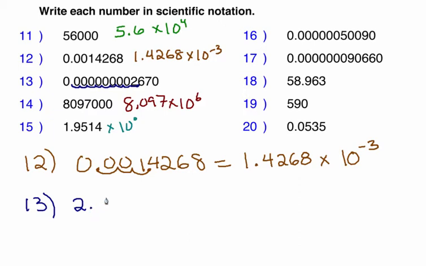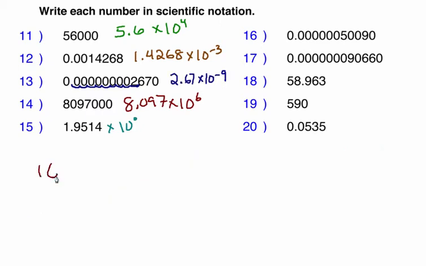So we moved it a total of 9 places to get to 2.67, and I moved it 9 places to the right, which means that 2.67 is 10 to the 9th times bigger than the original number. So to get back to the original number, I would need to divide by 10 9 times, which means I need to multiply 2.67 times 10 to the negative 9th. We'll do number 16 here.